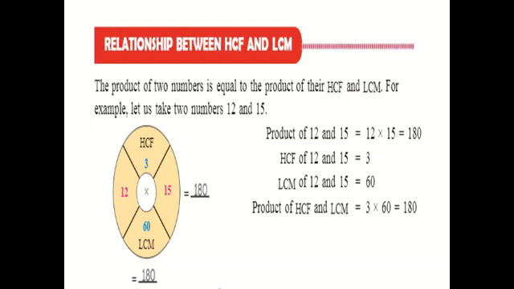So let us check. When you multiply 12 and 15, you get 180 as the answer. Here HCF is 3 and LCM is 60. When you multiply 60 into 3, you get 180 as the answer, which is equal to the product of the given numbers. Hence, the statement is proved that the product of two numbers is equal to the product of their HCF and LCM.